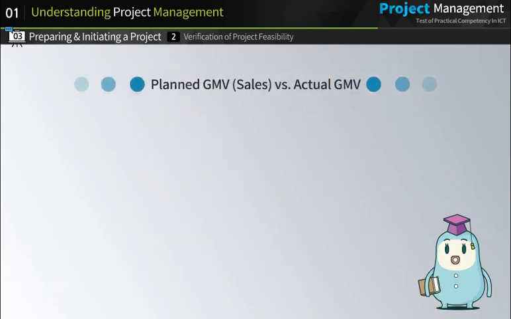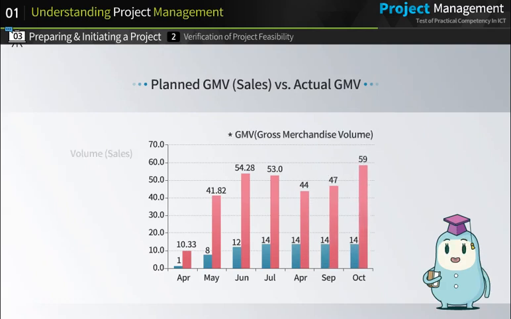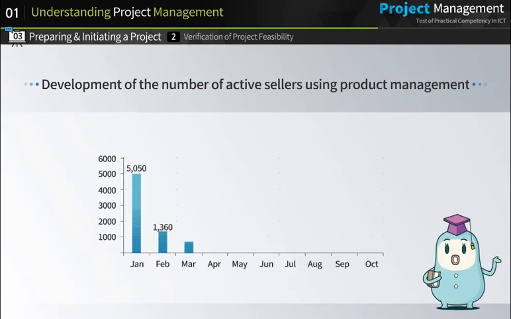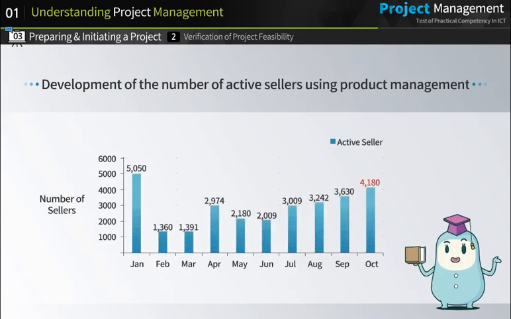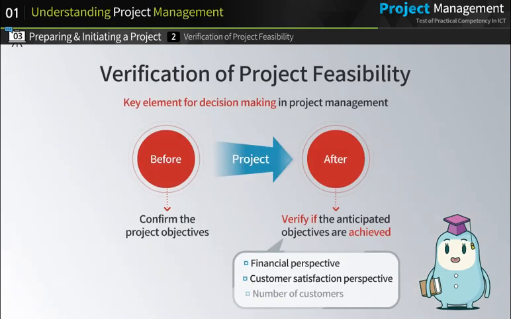The following is a case in point regarding verification of the project feasibility. The bar chart compares the target sales volume set prior to the project with the actual volume. The following bar chart shows the development of the number of active sellers who have launched a project management service. Following the project, its feasibility must be verified in the perspective of finance, customer satisfaction, and whether the number of customers has been reached.